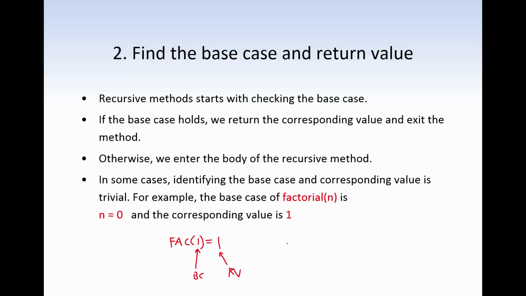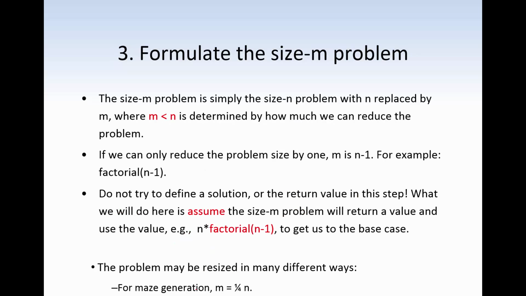So in general, if you think back to what we talked about earlier, when we start to actually write this, and we'll do it in a couple of slides, this whole base case and the return value is going to end up being the first part of our method. We want to check this before we go down to the general case to compute the factorial for the other values of n. So the next thing we need to think about is the subproblem, the size m problem.